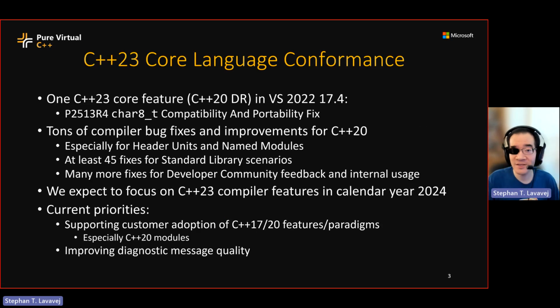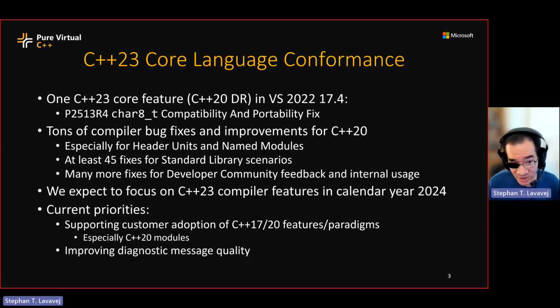Let us talk about the compiler. So C++23, like all C++s, is split into the core language and the standard library. Although many users don't really think about that distinction, the core language is what you get when you don't include or import anything, compiler features.